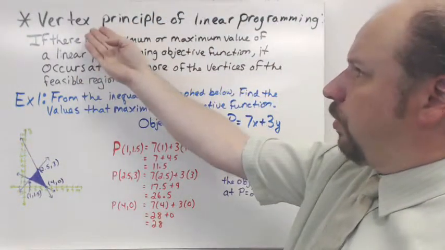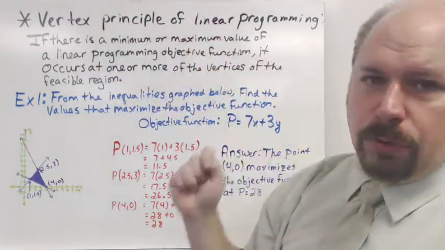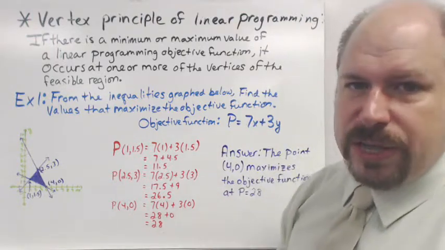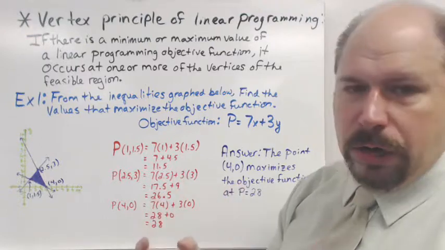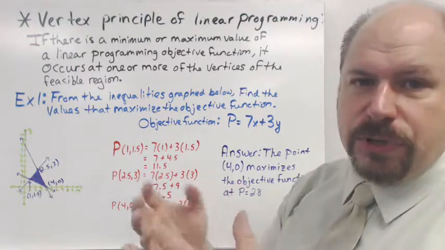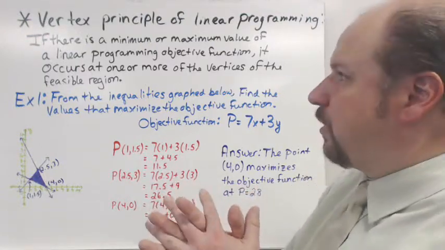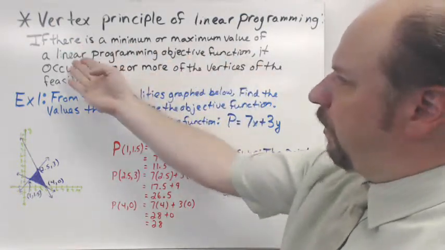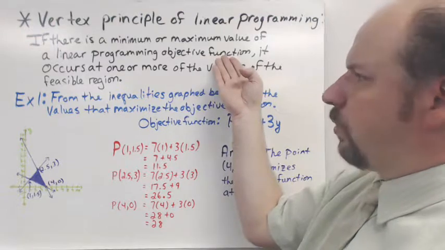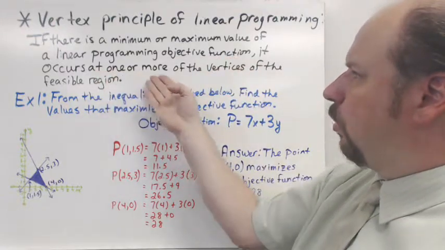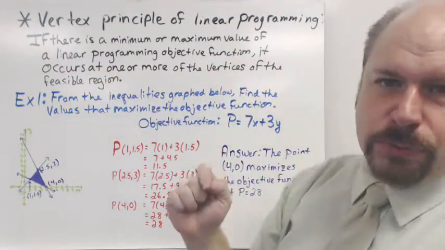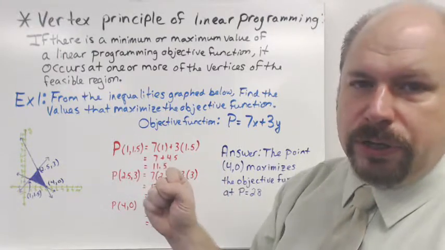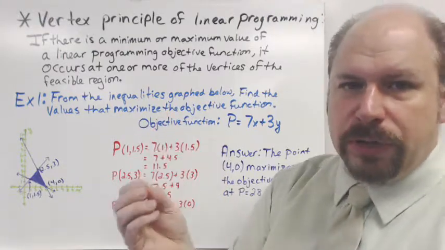Okay, so first of all, the vertex principle of linear programming. The vertex principle is a tool that we can use to help us decide where our system is going to be minimized or maximized. It tells us if there is a minimum or maximum value of a linear programming objective function, it occurs at one or more of the vertices of the feasible region. I know we haven't looked at one yet, and we'll look at one in just a second, but that's where we're looking, at the vertices.